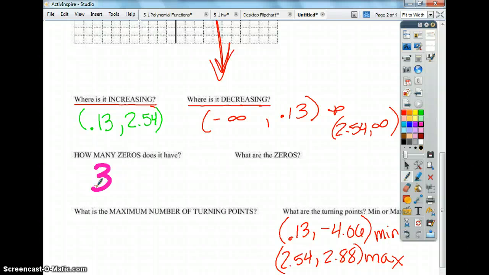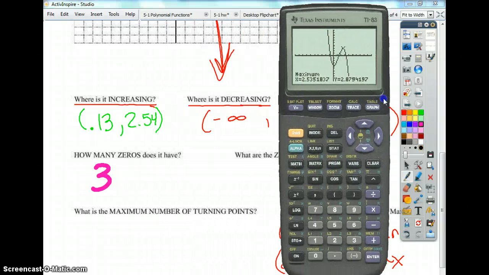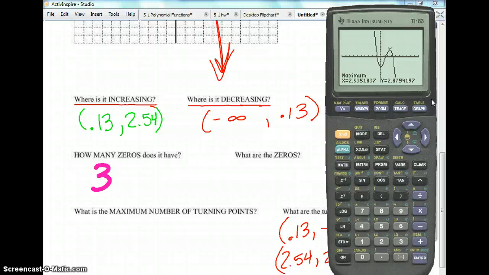Now you can't just play guess and check with this. You use a calculator again. There it is. Just like we did the mins and the maxes, we do the zeros. So, turn it on if yours turned off like mine did. Hit second trace again. But this time, guess what we're selecting? 0. That's right. So hit 2.